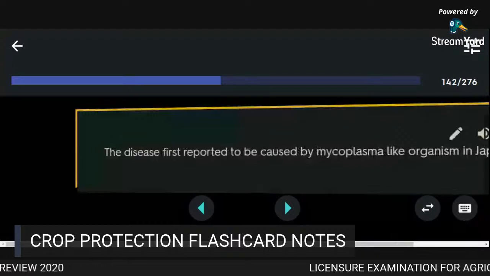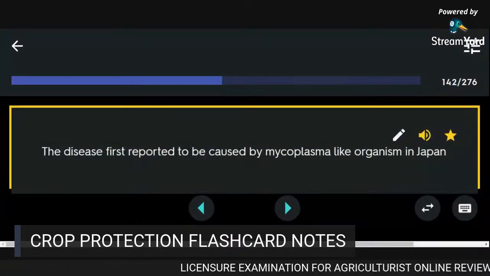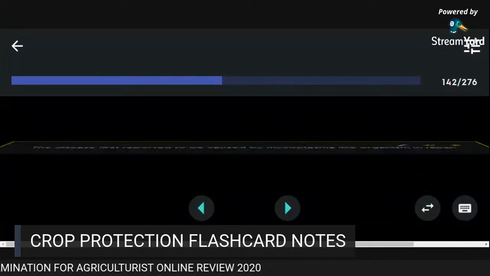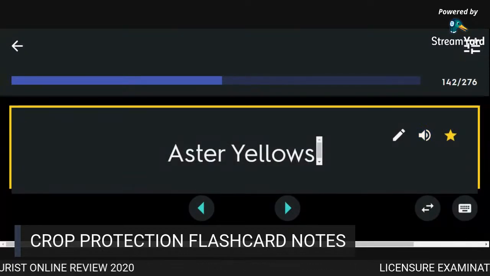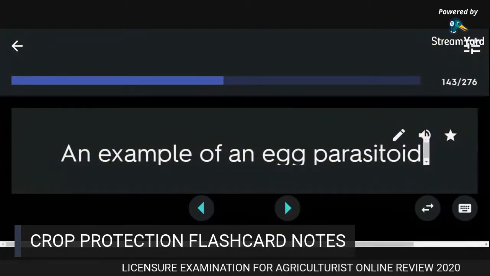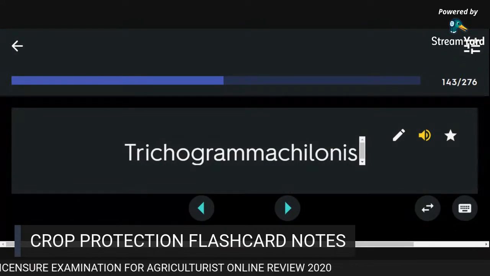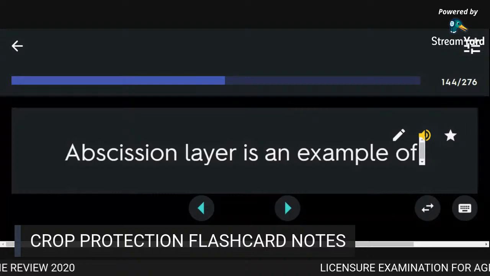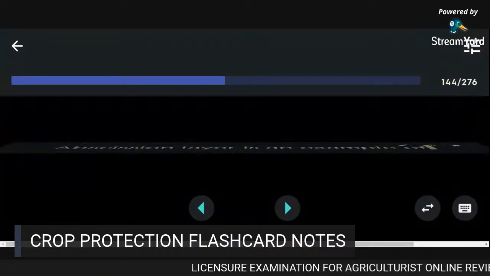The disease first reported to be caused by mycoplasma-like organism in Japan. Aster yellows. An example of an egg parasitoid. Trichogramma chilonis. Abscission layer is an example of histological defense structure.